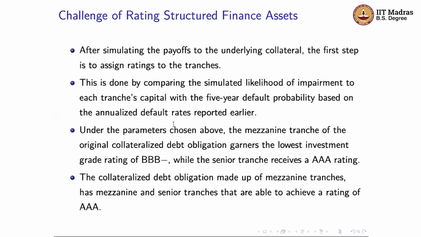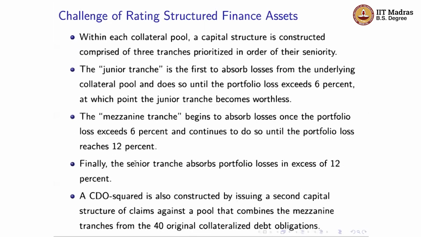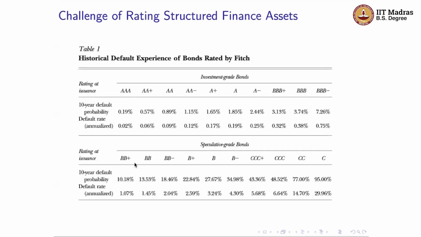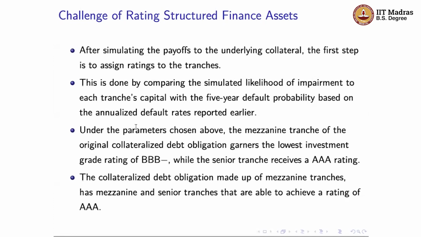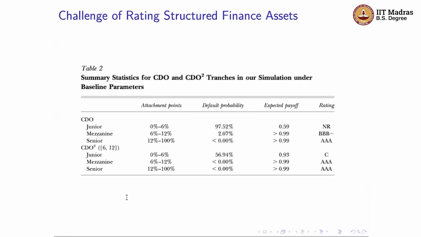If you do that, the middle layer would have ended up getting a rating of BBB minus, which is still better than the underlying securities. So the middle tranche would get a rating of BBB minus under the assumptions that we have made, and the senior tranche would end up getting a rating of AAA. And if you're looking at the CDO squared, in that case, even the mezzanine tranches could have been combined to get a rating of AAA.